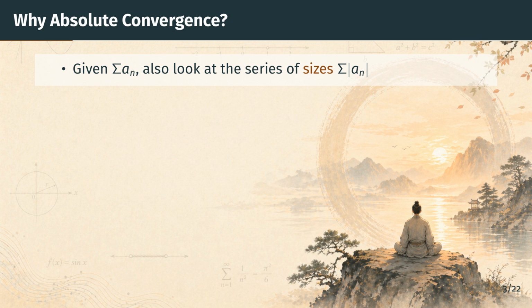Let's set the stage. So far, we have studied a series, the sum of a sub n, asking whether its partial sums settle down to a limit. But there is a second series hiding in plain sight, the series of absolute values, the sum of the size of a sub n. This second series throws away all the sign and cancellation information and just asks how big the terms are. The relationship between these two series is the whole subject of this section. Next, let's see why the two can behave very differently.